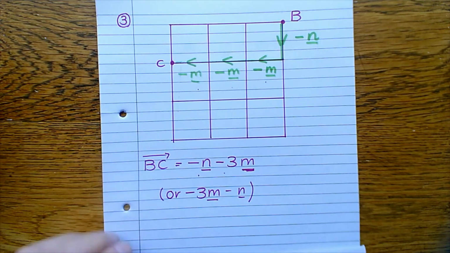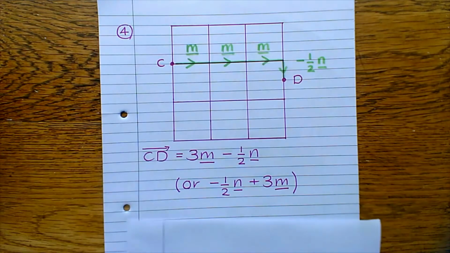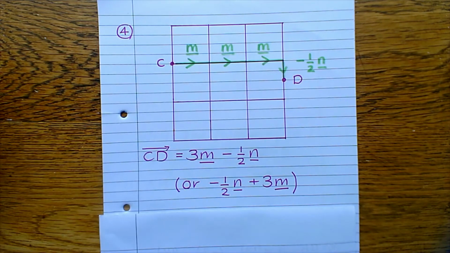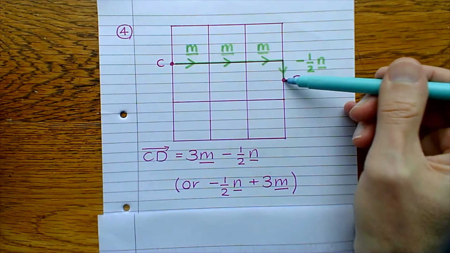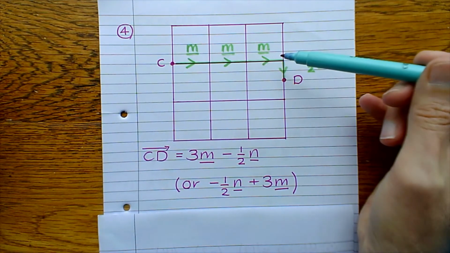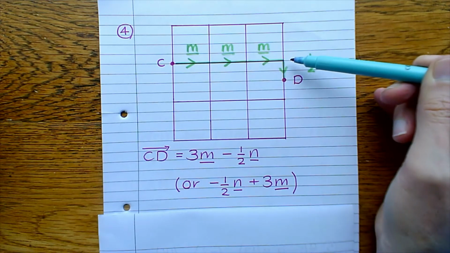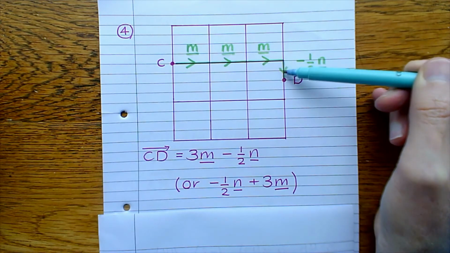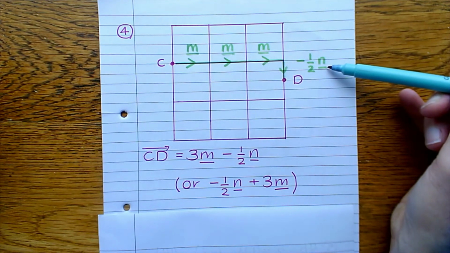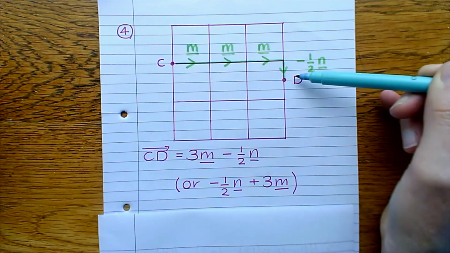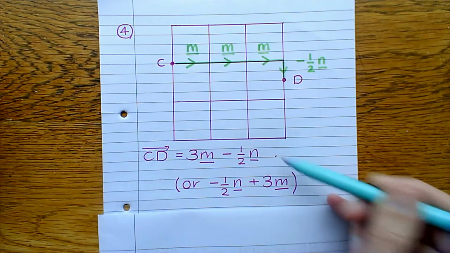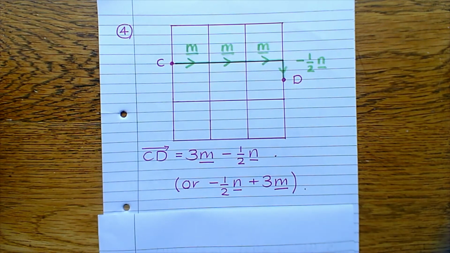Now let's look at the last one. We want to go from C to D, and D is in the middle here. So that's where we need to use a half. So from C, straightforward, 3 m's across, and then we need to go half of 1 down. And it's minus because the vector n originally was up. So to make it down, we have to make it minus. So here's our answer, and here's the alternative.